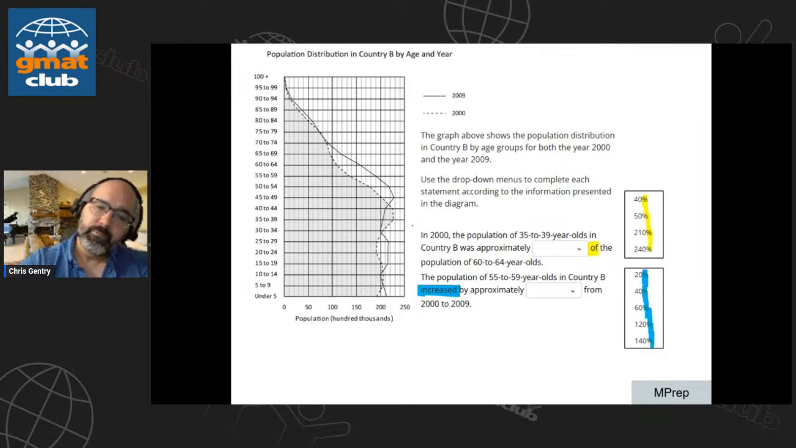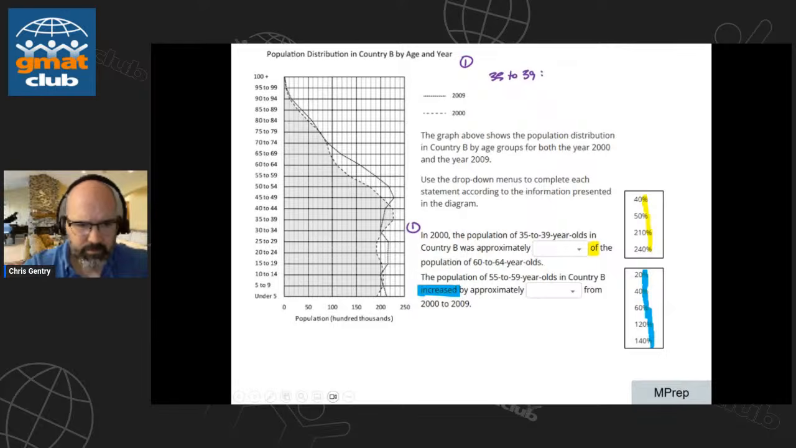So for our percent of, we have our original value here, our 35 to 39-year-olds. This is what I'm going to solve for problem 1 here. My 35 to 39 looks to be around 225 in 2000.